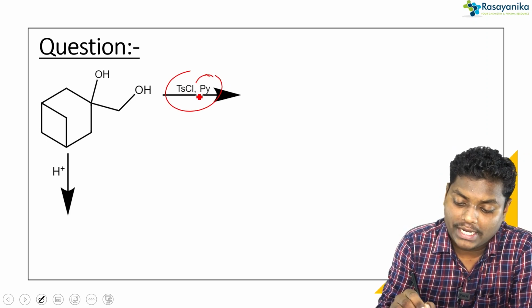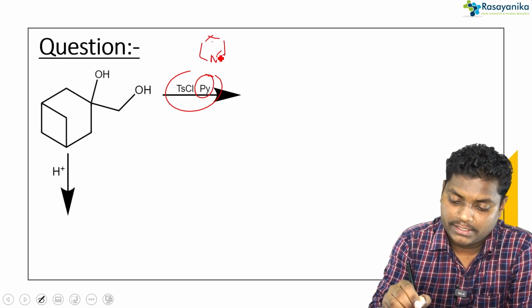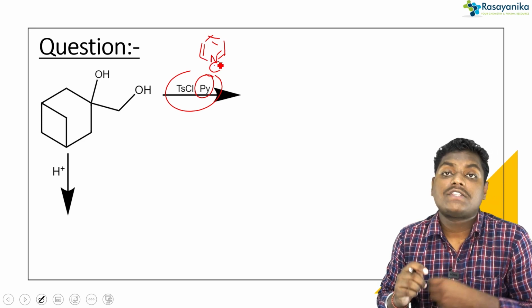Okay. Now moving to the next question, where we have a slightly different reagent to do this. We are having tosyl chloride and pyridine. Now you know pyridine is a base. This is the structure of pyridine. Now this will abstract the proton.